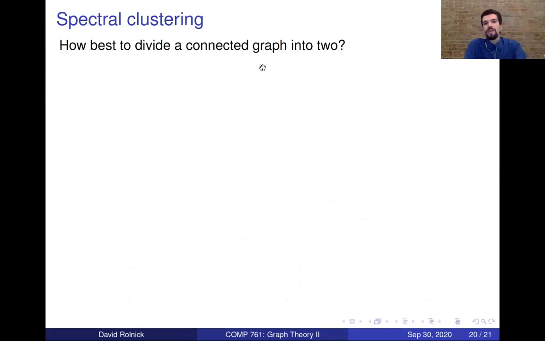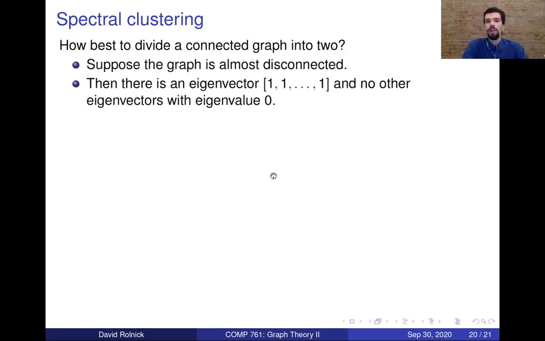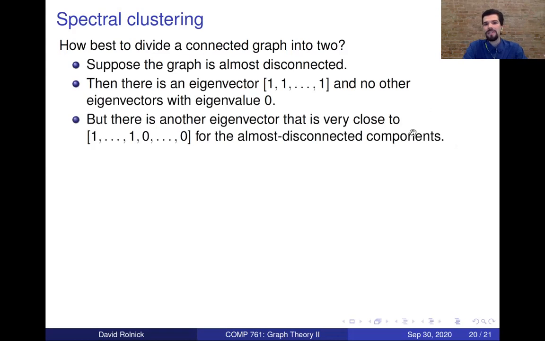The reason why this is useful is, how might you divide a connected graph in two? Clustering into two separate components of the graph so that they are basically disconnected. Well, suppose the graph is almost disconnected. Then there's an eigenvector of all ones, and no other eigenvectors with eigenvalue 0, but there is an eigenvector that's really close to all ones and all zeros for the almost disconnected components.